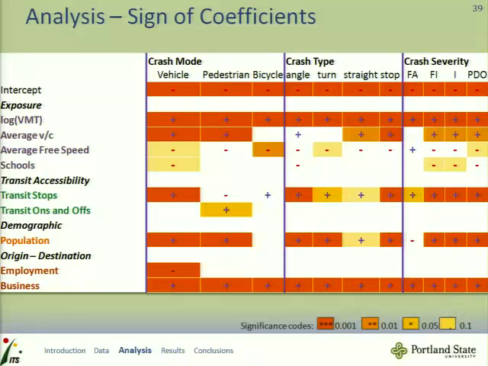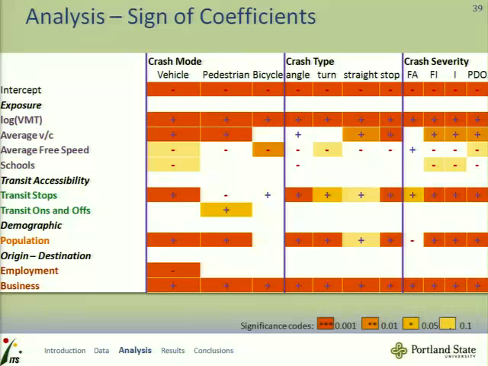Certainly saw it more with the crash types and severity it showed up, and in the overall vehicle. Transit on and offs were only significant in the pedestrian model, which makes sense because immediately before you get on or after you get off of transit, everyone's a pedestrian, unless they're immediately hopping on their bike. Population was significant in most models, not for the bike model and not for the most severe crash type. So where people live isn't necessarily affecting the worst severity of crashes.